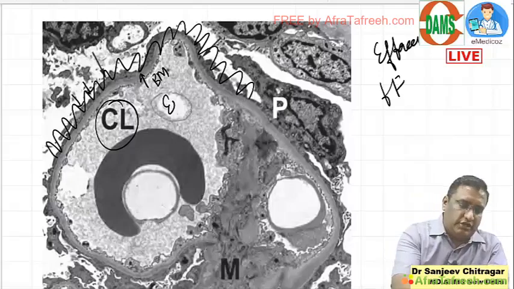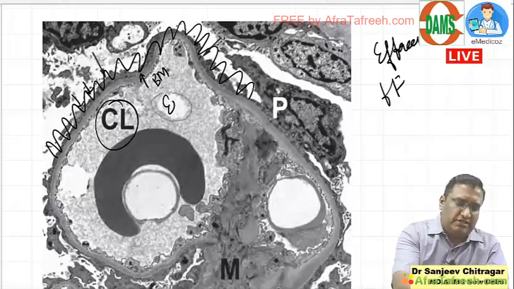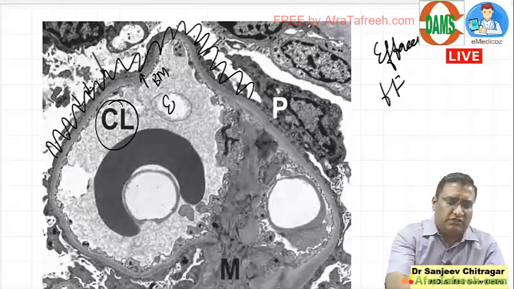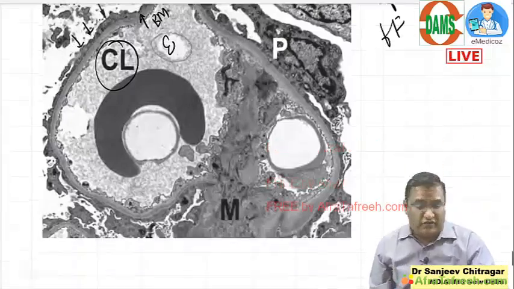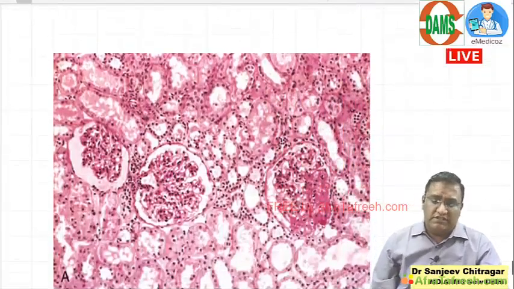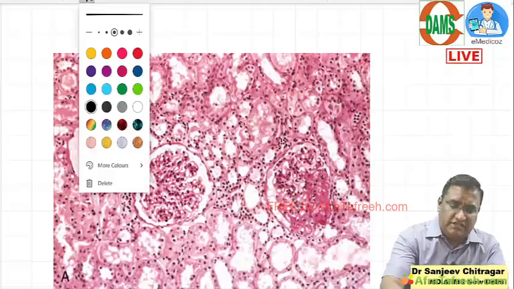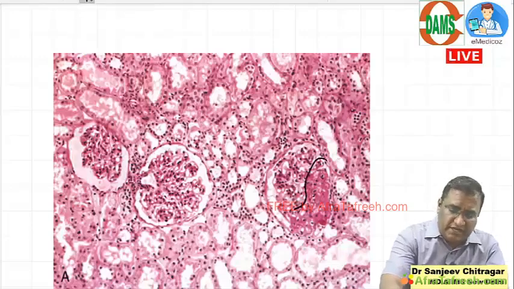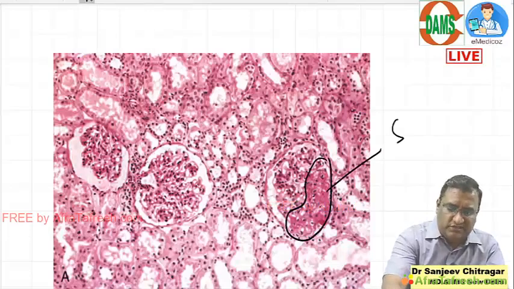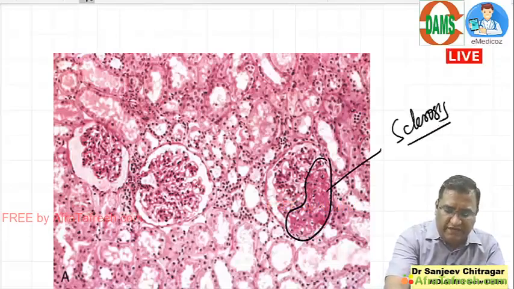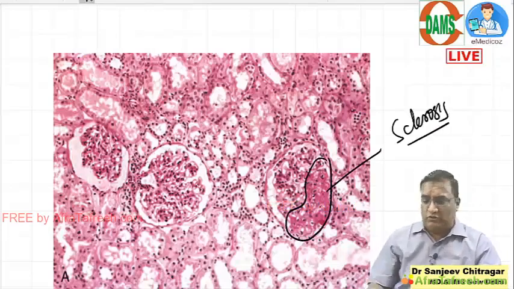Yes, this is your minimal change. Not only in minimal change, I told you just now, loss of foot processes can be seen in any of your nephrotic syndromes. Now, this is your FSGS. How do I identify this? So this is a very low power image, and in this glomerulus, there is a sclerosis seen. At your level, only identify sclerosis. This makes your diagnosis of FSGS.